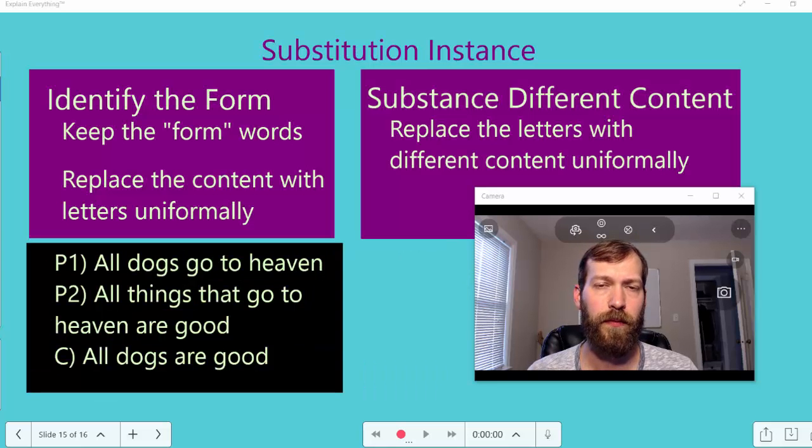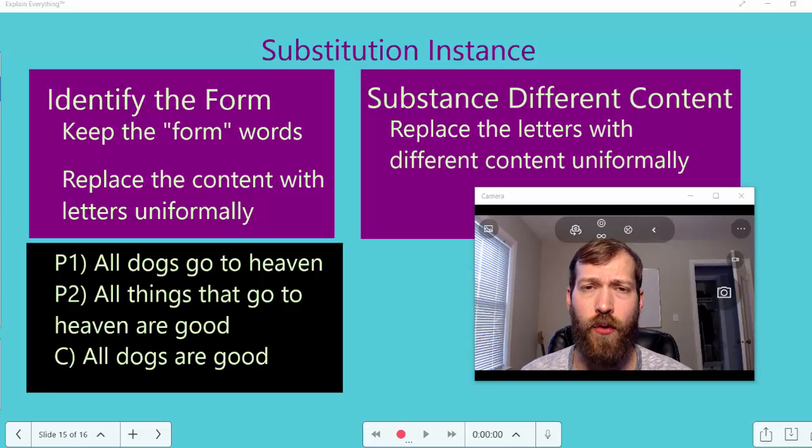Now that we understand formal validity, we want to turn our attention to the concept of substitution instance. And I've already hinted at this concept to some degree in talking about formal validity. And that's because in understanding a substitution instance, one of the things we need to know or be able to do is to identify the form or the structure or the pattern of reasoning that is taking place in the argument. And the way that we do that is we identify the form words of an argument. So the example of form words when it comes to hypothetical syllogisms is the if-then statements.